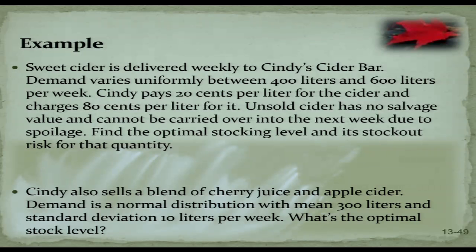Revenue is 80 cents per liter, right? Okay, 80 cents minus 20 cents. When you subtract that, 60. You also have to do the second part: 60 over 60 plus CE, which would be the excess cost. So the excess would be 20. CS is 60. Then you need to calculate CE. What is CE?